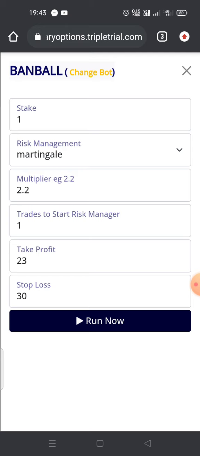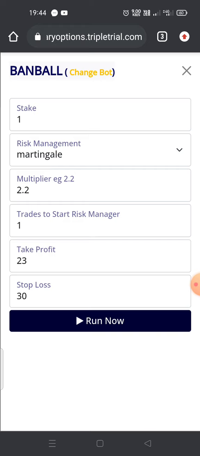It increases your stake when you lose, and the stake remains constant when you win. For example, I trade with $1 and I get a profit. Now the next trade will just be $1. It will not change. It will continue like that, $1, $1, $1, until I lose. When I lose, it multiplies by the multiplier, which in this case is 2.2. The multiplier can be any number, but mostly it should be around 2 or more. It will multiply by 2.2 until it wins. When it wins, it resets back to the original stake, which is 1.